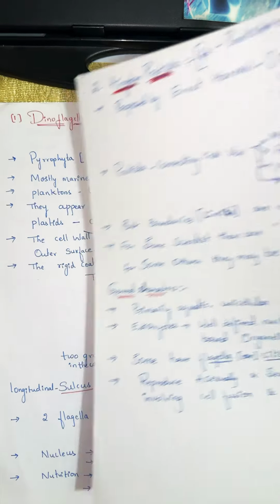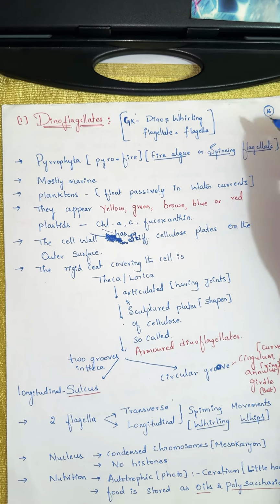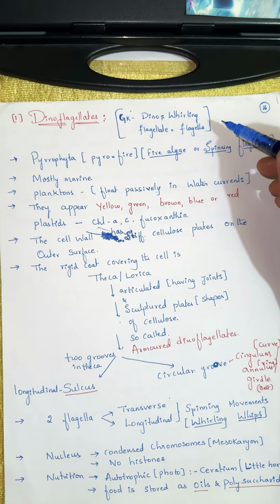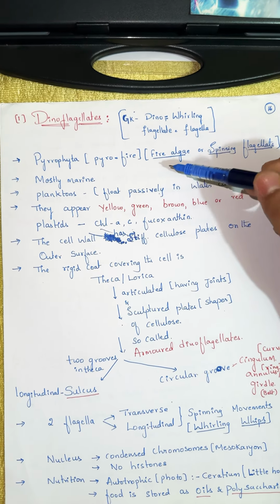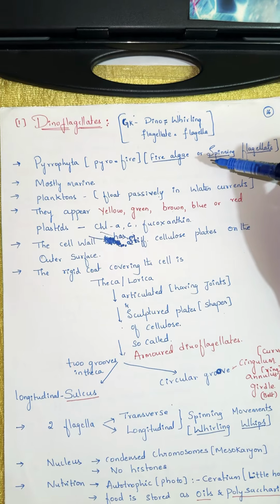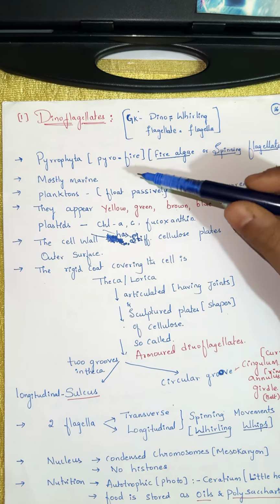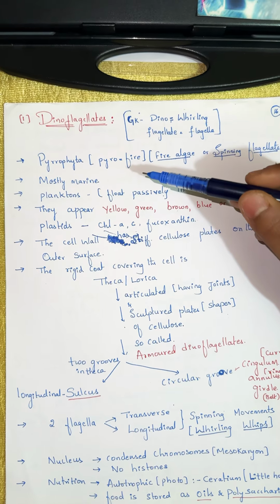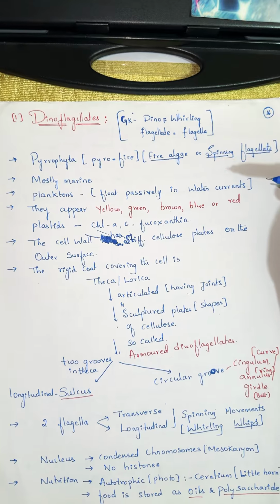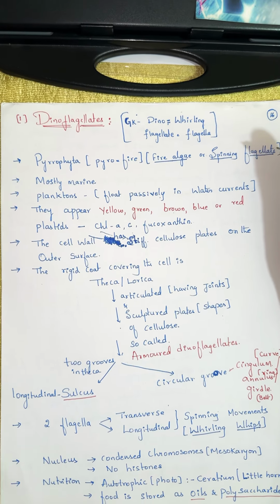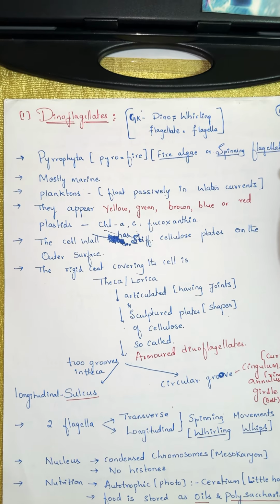Let's move on to the Protista classification. Among that, the first one is the dinoflagellates, and it is a Greek word. Dino means whirling or flagellate. They also include the pyrophyta. Pyro means fire algae, or we can also call them spinning flagellates. They mostly live in seawater, marine. Planktons move passively with the water currents. Nektons are those which move actively, but here we are talking about the planktons which move passively.